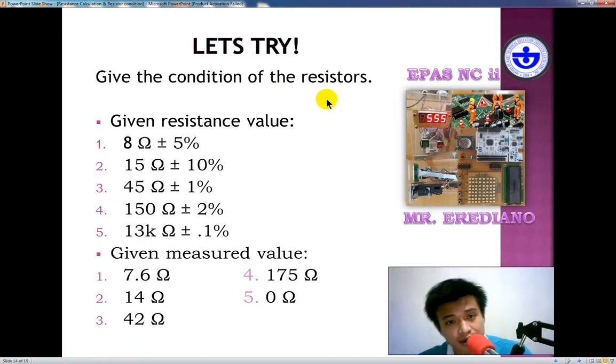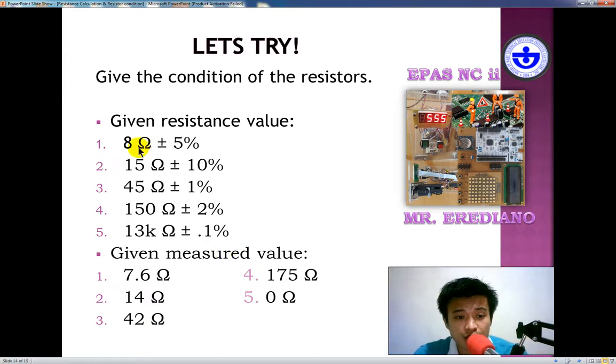What I need here is the condition of a resistor. But of course, before doing it, you need to compute first. The given here is already the coded value: 8 ohms plus minus 5%. Then number 2, 15 ohms plus minus 10%, and so on until number 5. And below are the given measured values. These are tentative, just an example.